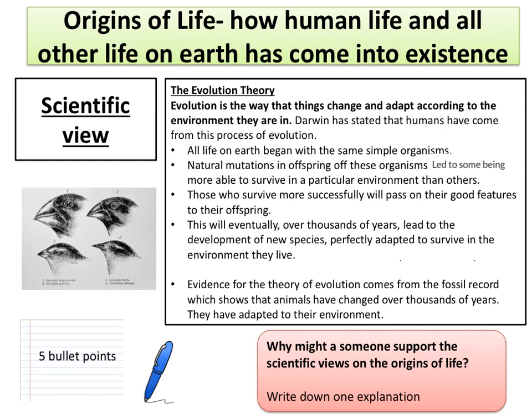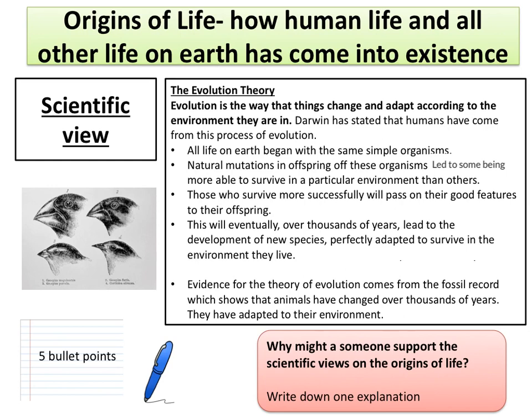The theory goes something like this. All life on Earth began with the same simple organisms. Natural mutations in the offspring of these organisms led to some being more able to survive in a particular environment than others. Those who survive more successfully will pass on their good features to their offspring. Those who don't survive obviously won't be able to pass on those features to their offspring. This will eventually, over thousands of years, lead to the development of new species perfectly adapted to survive in the environment they live. This makes a lot of sense.